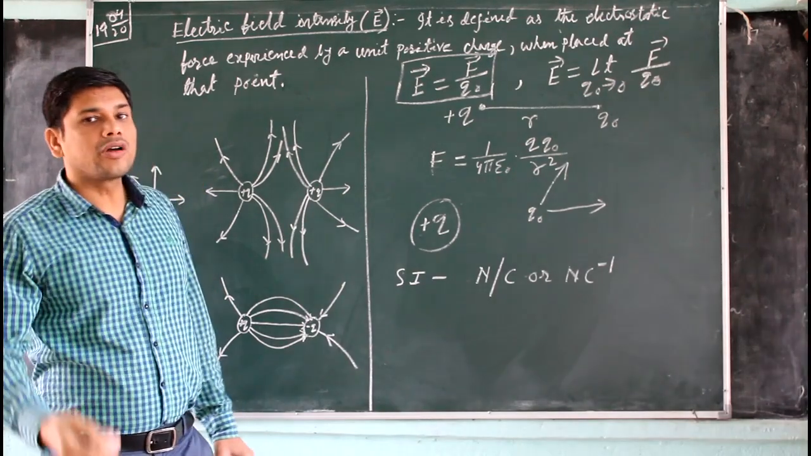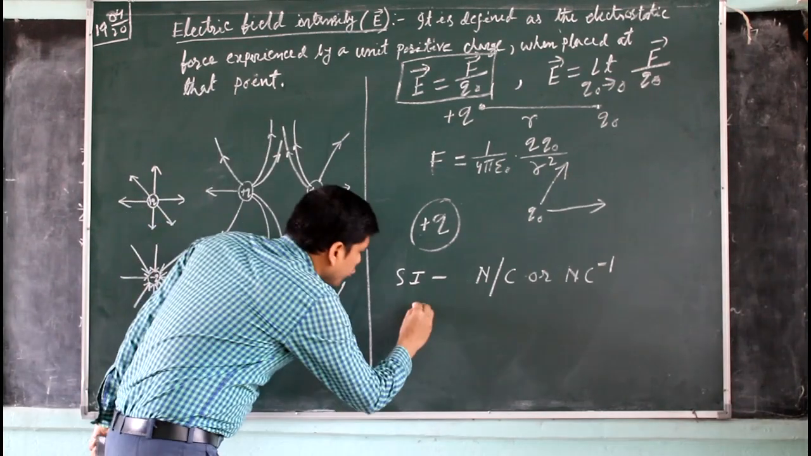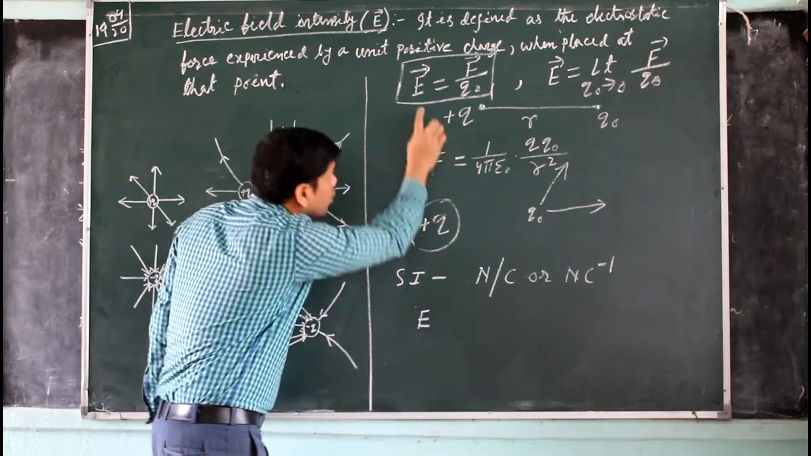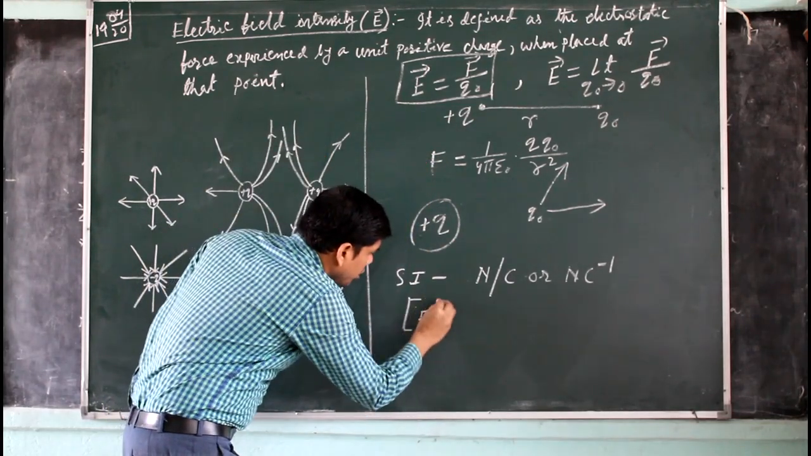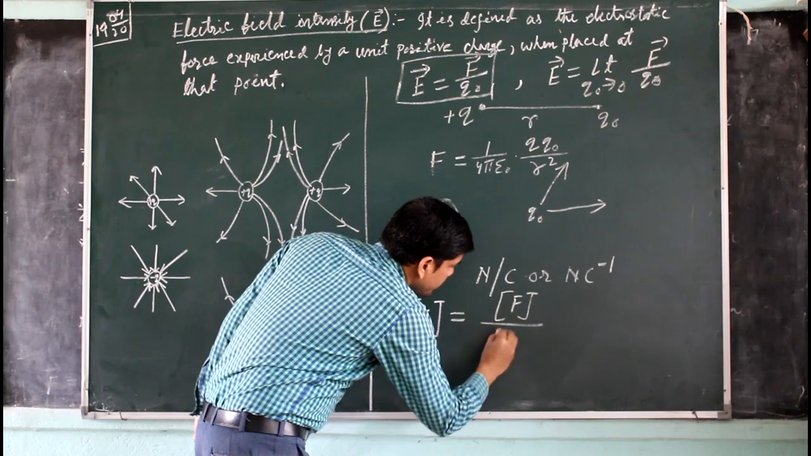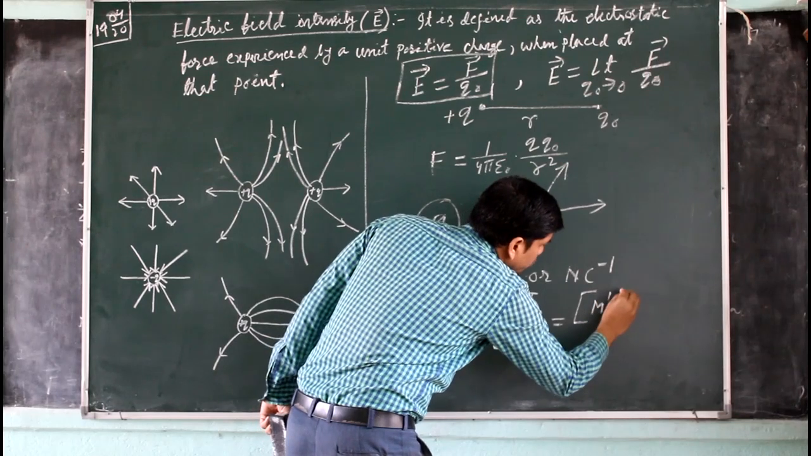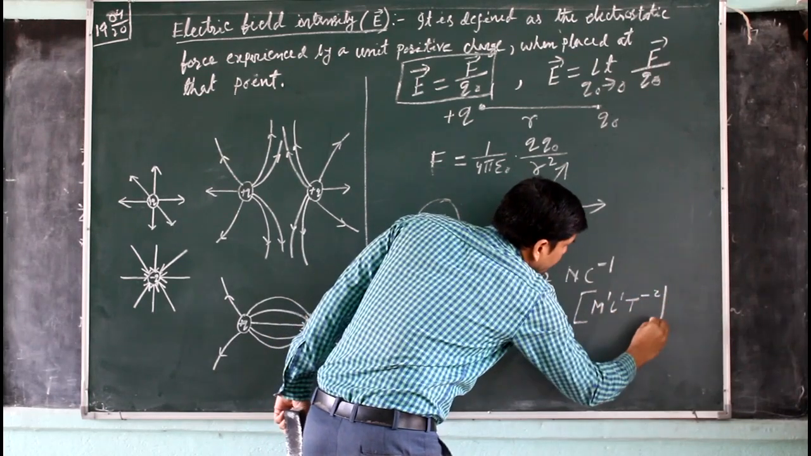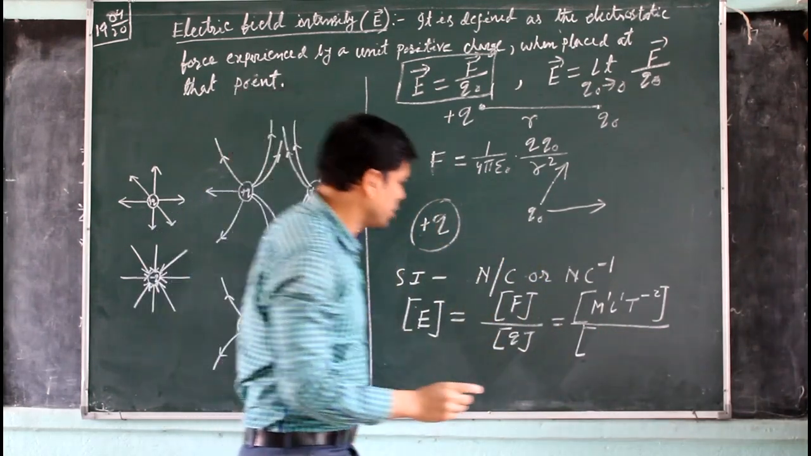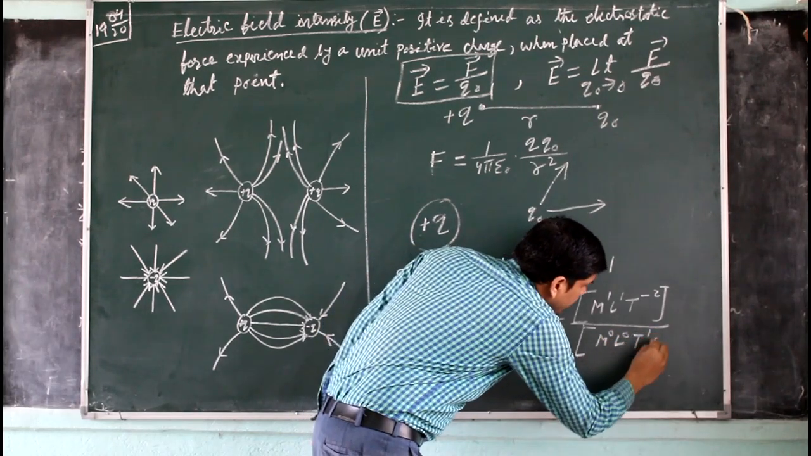Similarly, we can also find the dimensional formula of electric field by using this formula. How to find it? We have to use that formula. Don't memorize this, you have to memorize this formula only. So what is the dimensional formula of electric field? We have to use this formula. The dimensional formula of force we know, M to the power 1, L to the power 1, T to the power -2. And the dimensional formula of charge we already discussed in the previous lecture: M to the power 0, L to the power 0, T to the power 1, A to the power 1.